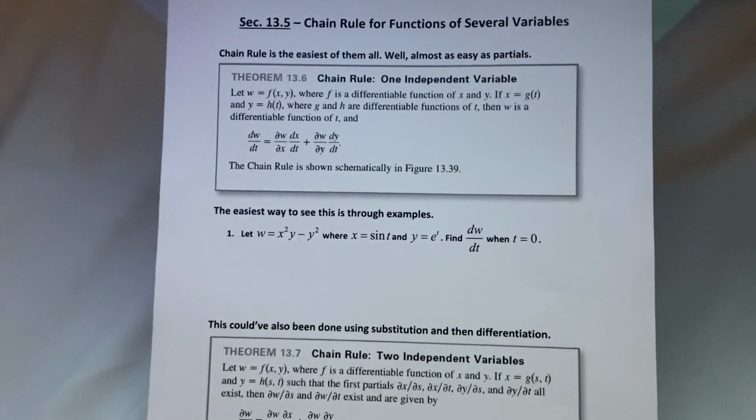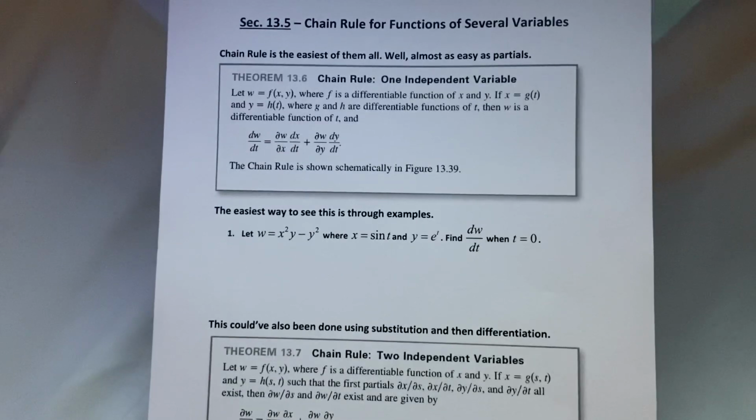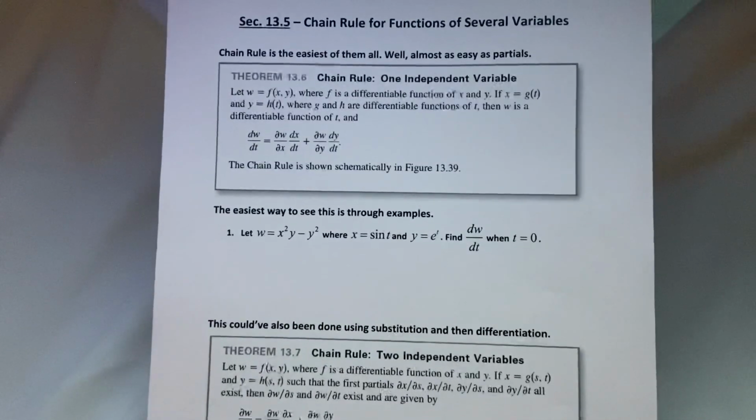Okay, calculus, let's do 13.5. It's the chain rule for several variables. Now, you've seen chain rule before in Cal 1 and applied it ever since then. It's a little bit different, but not too difficult. It just involves multiple derivatives with respect to t.